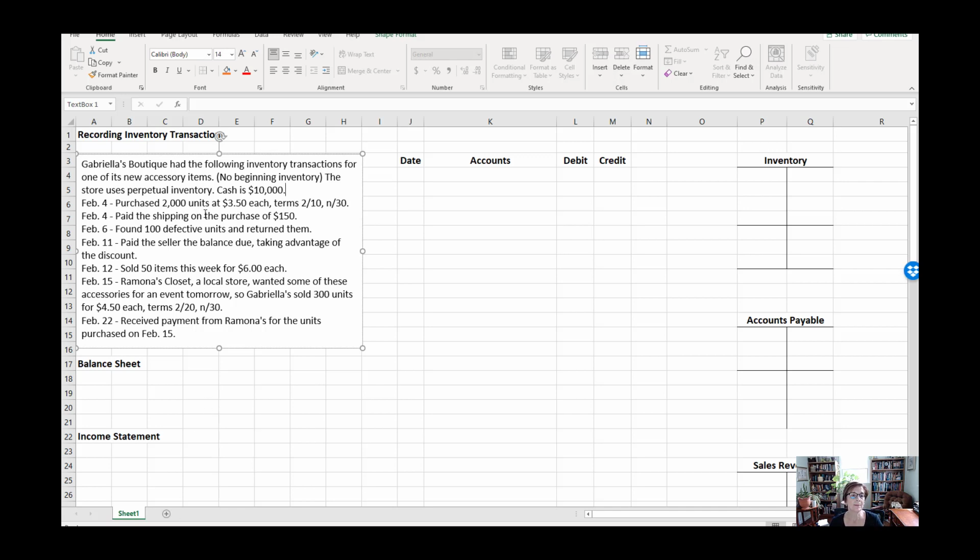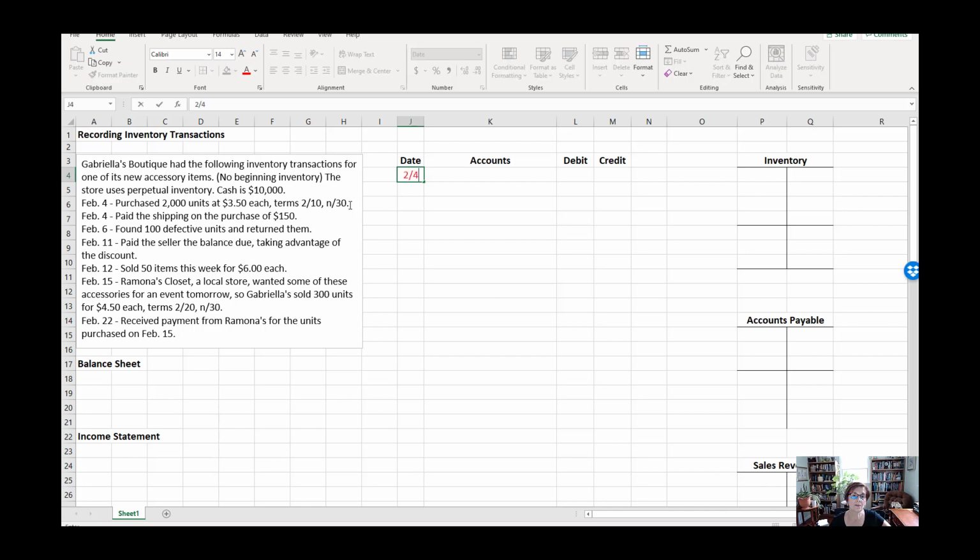First thing is they buy 2,000 units at $350 each. The terms are 2/10 net 30. So when you see terms 2/10 net 30, what that's telling you is that this is on account, right? Because 2/10 net 30 means that the company gets a 2% discount if they can pay the bill within 10 days, which is a great deal. Otherwise, they have to pay the bill within 30 days.